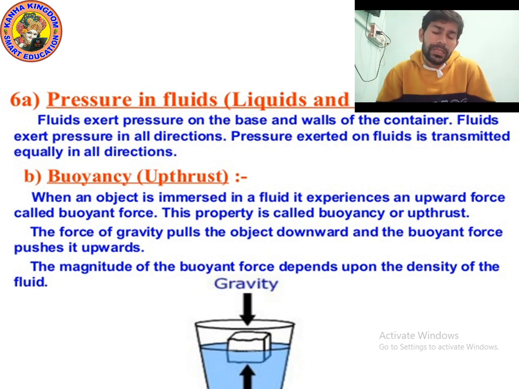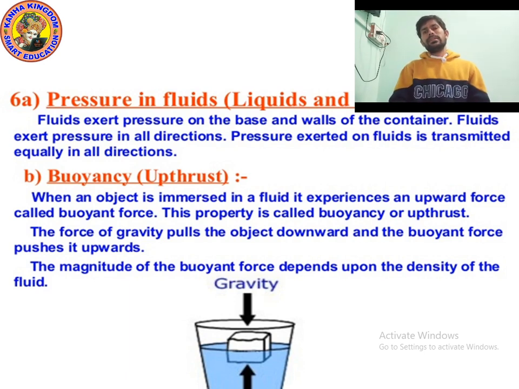You know that density is equal to mass upon volume. When the density increases, the object will sink. When the density decreases, the object will float. The density of the object should be less than the density of the fluid. Like the density of water is 1000 kilogram per meter cube. So if the density of an object is less than 1000 kilogram per meter cube, it will float. Otherwise, it will sink.